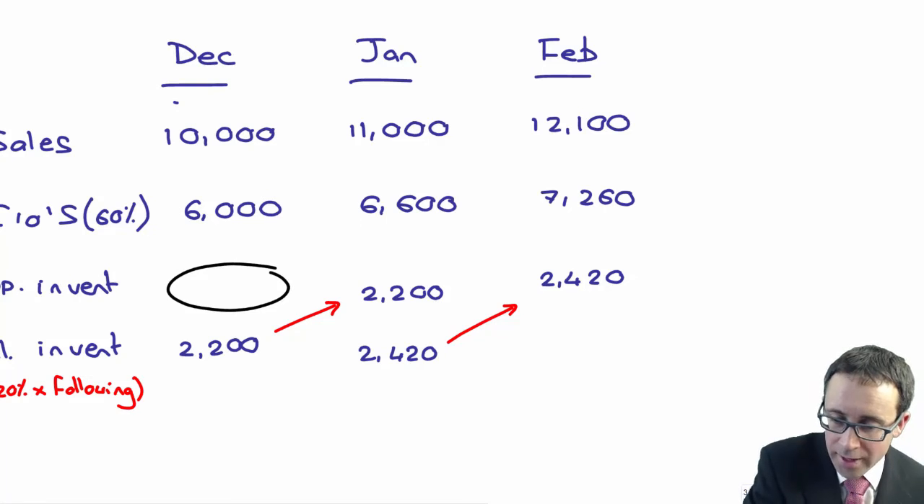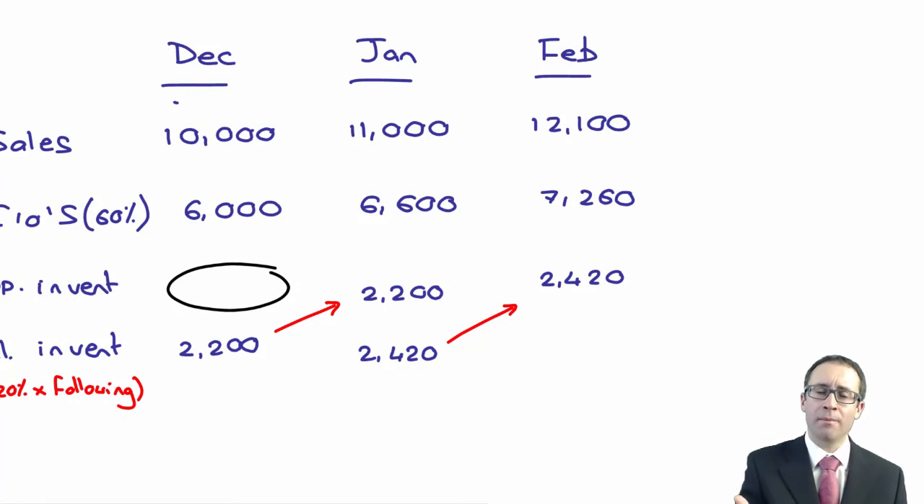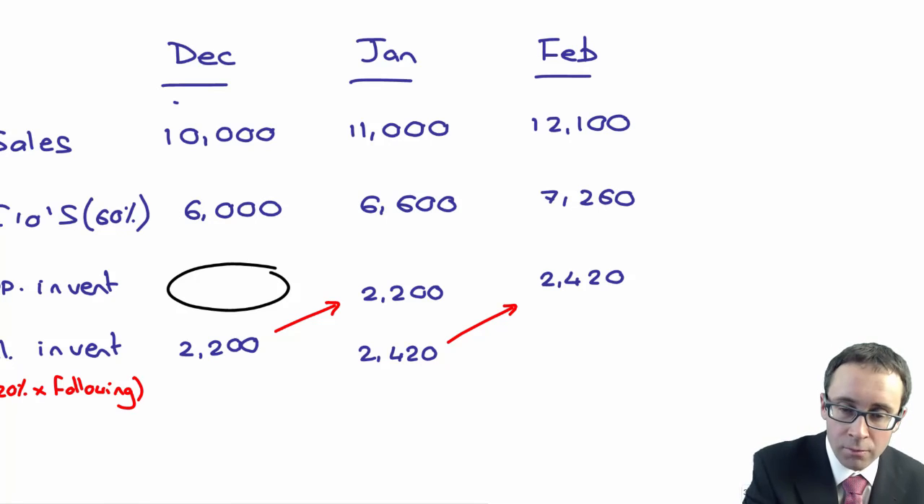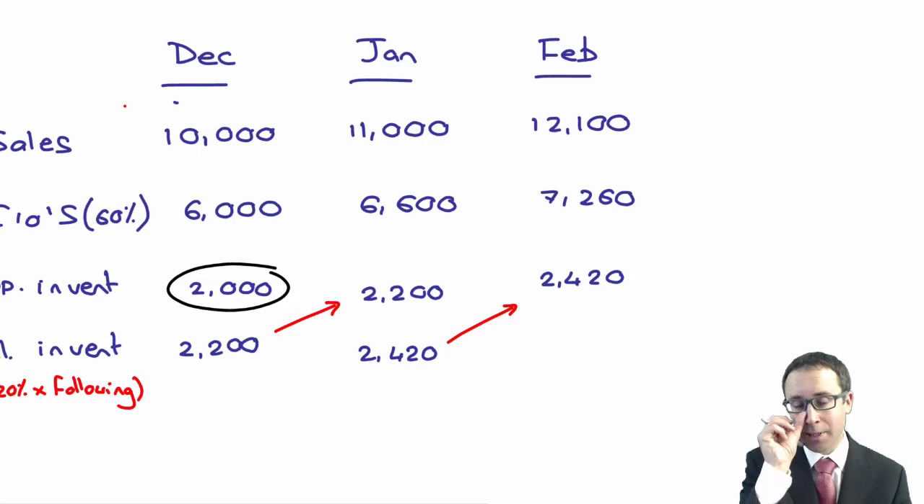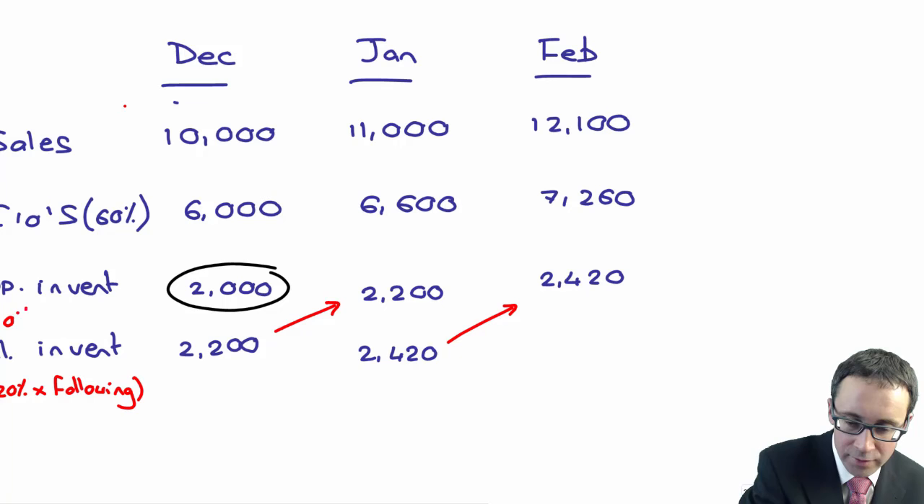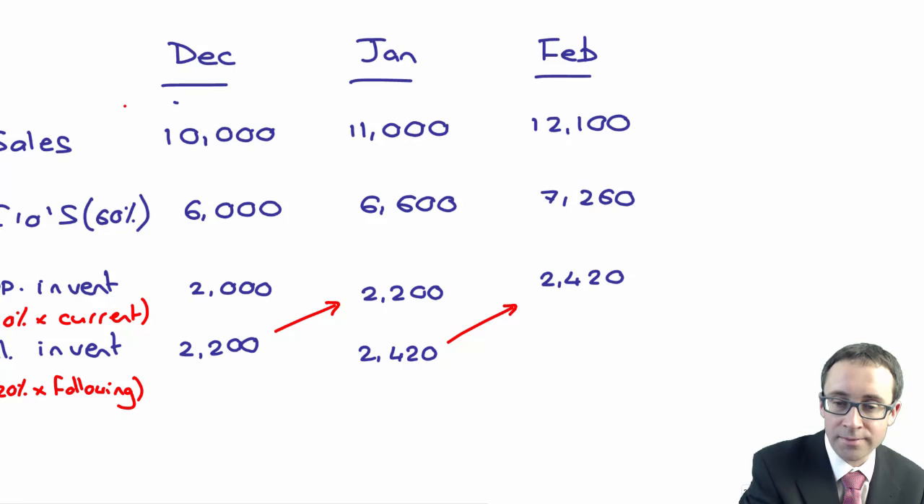What is the opening inventory for December? Well, the opening inventory for December will have been the closing inventory for November, won't it? And November's inventory will be 20% of December's sales, wouldn't it? Okay. So what you can see is that the opening inventory is 20% of your current month's sales, isn't it? Okay. Everybody happy with that?